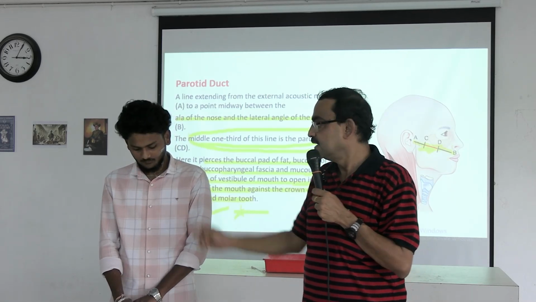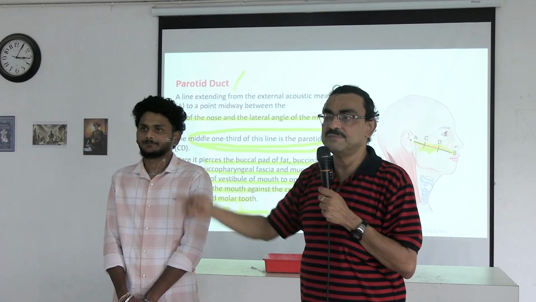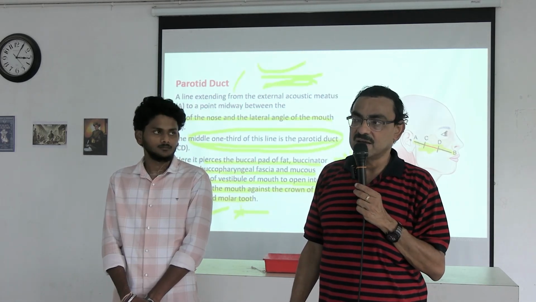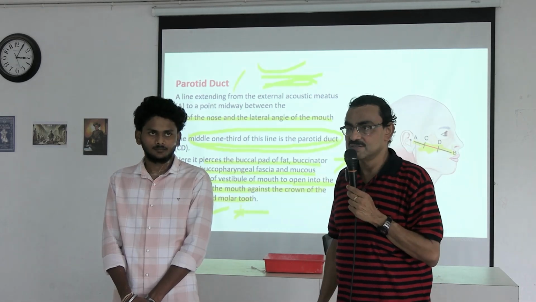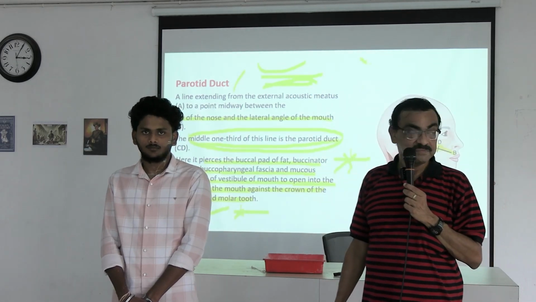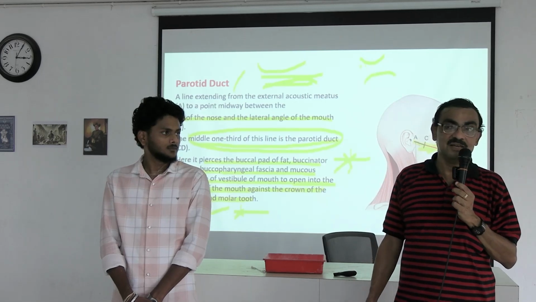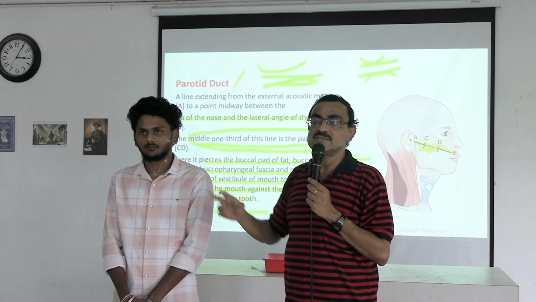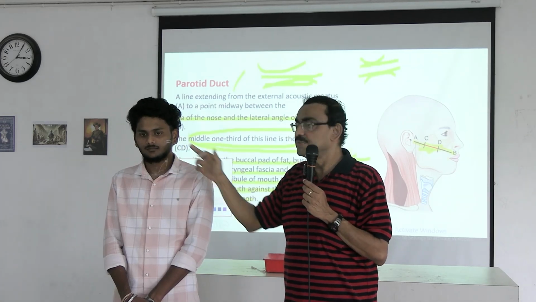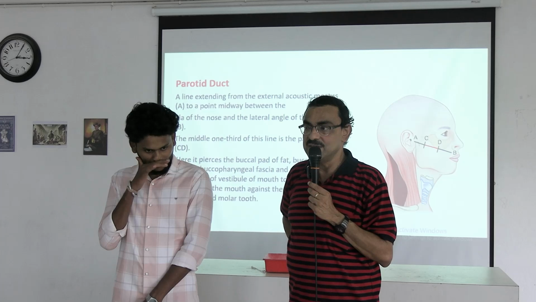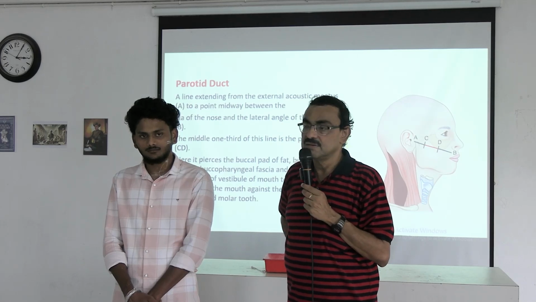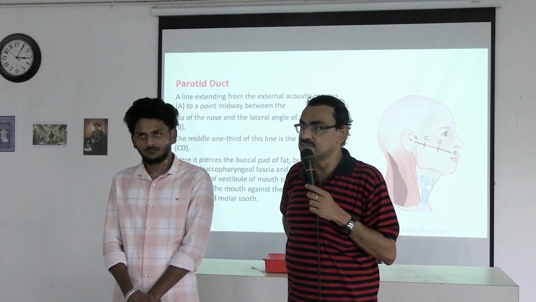Stensen's duct, and one nerve is above, one nerve is below: the upper and lower deep buccal nerves, because the buccal nerve has superficial and deep parts. The deep has got again upper and lower deep buccal nerves. And this is also very important for your OSPE, the parotid duct. And stone formation is very common in this duct.